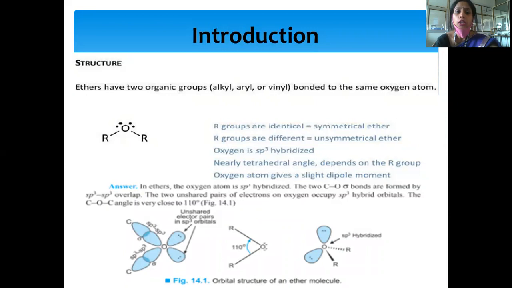So first we will see what are ethers. Ethers have two organic groups, and both the alkyl groups are connected by an oxygen. The general formula is ROR. If both the alkyl groups are identical, it is called a symmetrical ether. If they are not the same, it is called an unsymmetrical ether. And the oxygen atom in the ether molecule is sp3 hybridized, and that is why if you see the structure, the geometry is nearly tetrahedral.